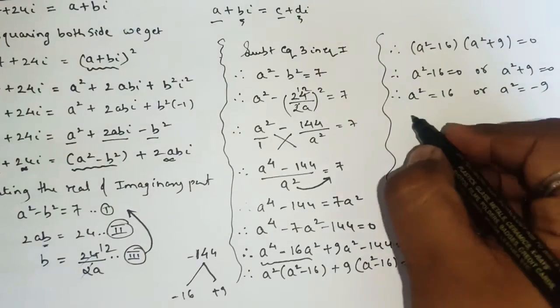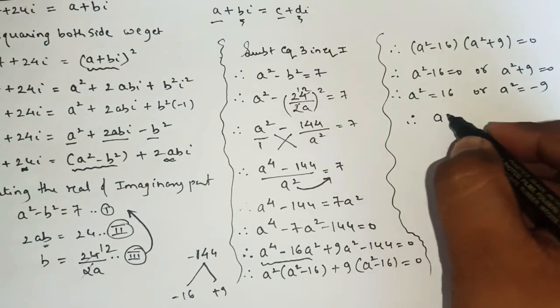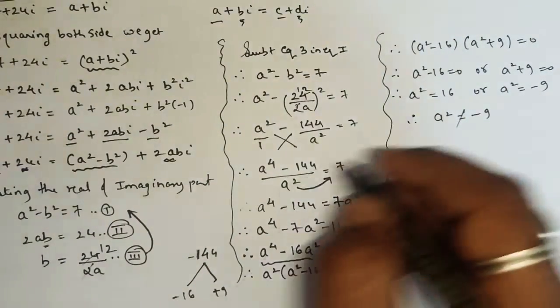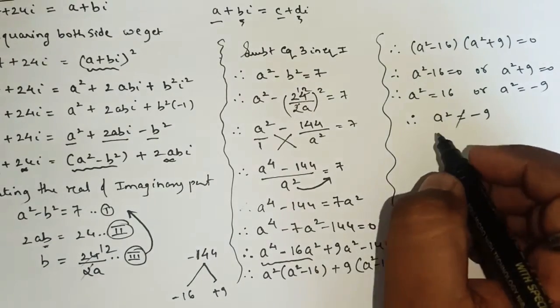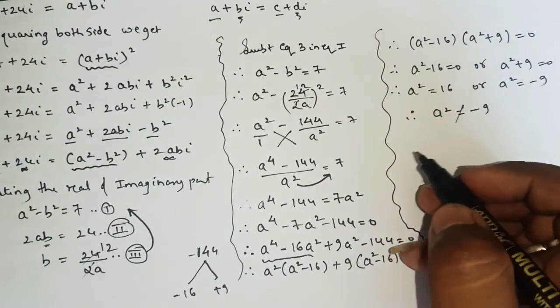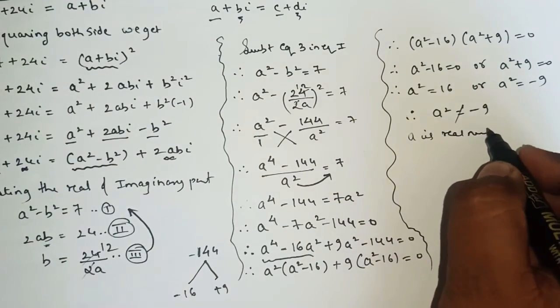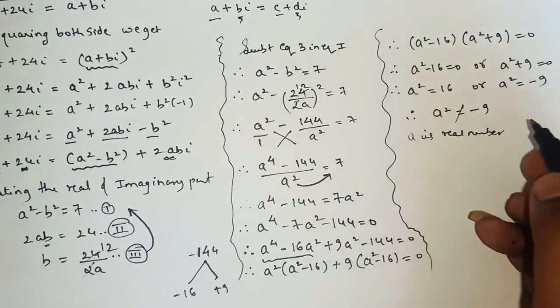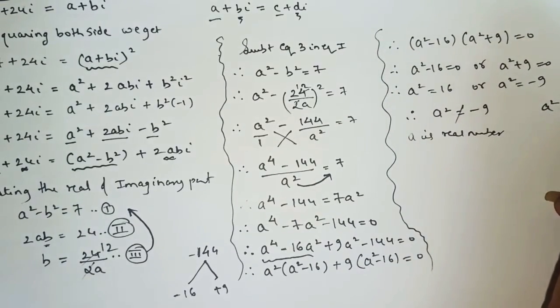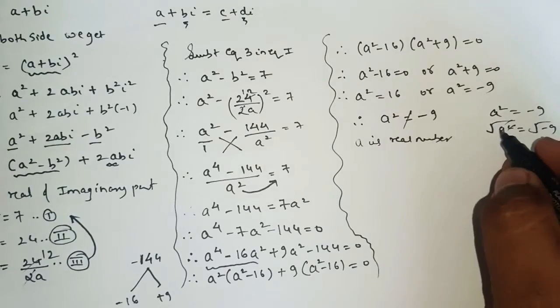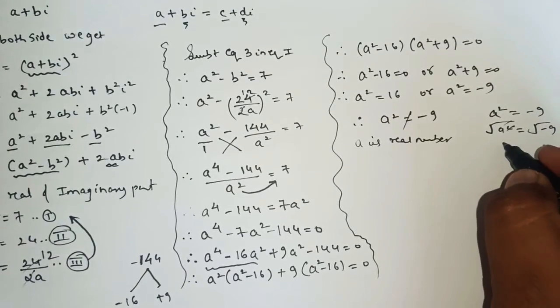Okay, here we cannot consider a square equals to minus 9, because a is a real number. If you take square root on both the sides, the square root will get cancelled and here you will get a.